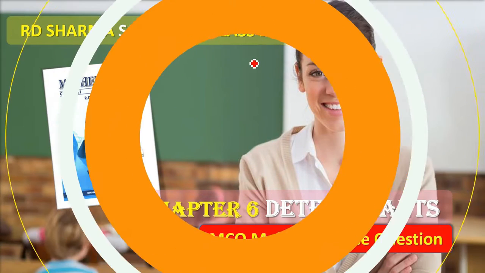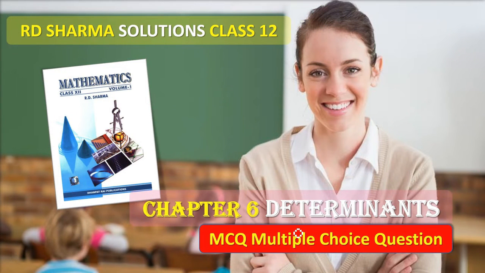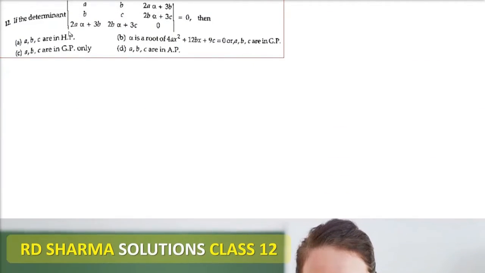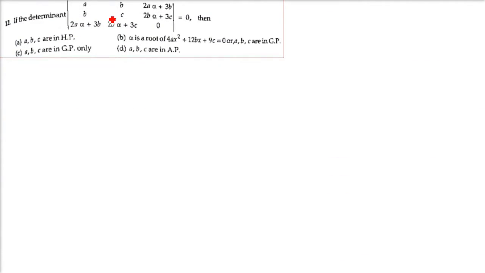This is RD Sharma solution, class 12, chapter 6, Determinants, MCQ, multiple choice questions. If the determinant shown is equal to 0, then are A, B, C in HP, that is harmonic progression, geometric progression, arithmetic progression, or A, B, C are in GP, and alpha is a root of the expression also.